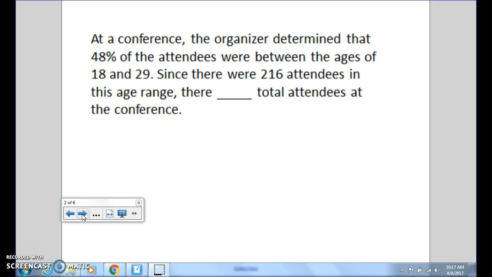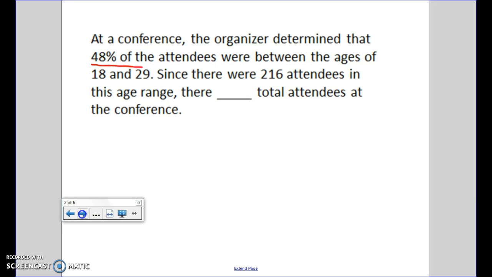At a conference, the organizer determined that 48% of the attendees were between the ages of 18 and 29. Since there were 216 attendees in this age range, their blank total attendees were. How many total attendees at the conference?